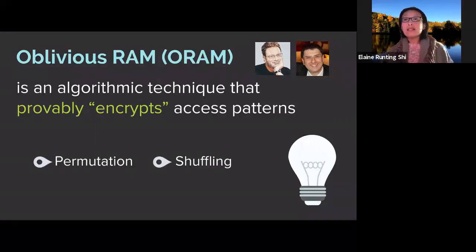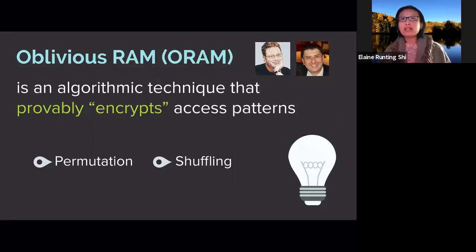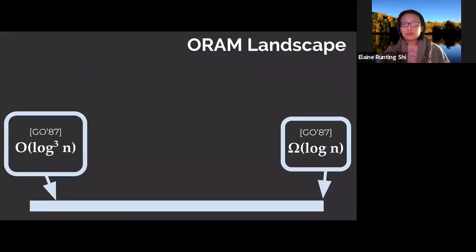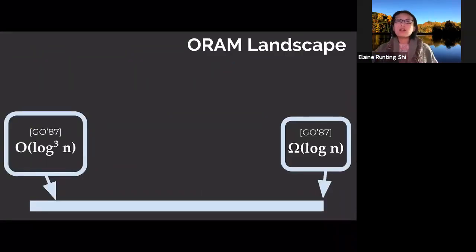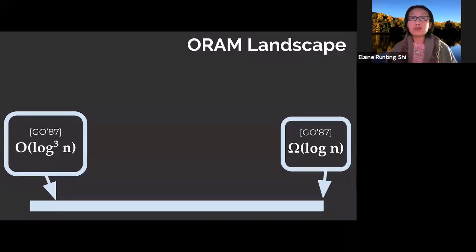Of course, behind the scenes, encryption is not what's really going on. What really happens is that we would permute the data in memory, and we shuffle them around as we access the data. Turns out, if you do this in a careful manner, you can provably defeat all leakage. Obviously, ORAM is a security mechanism, and like most other security mechanisms, there is a price to pay. The good news is that Goldreich and Ostrovsky showed that there is an ORAM scheme that incurs only log cubed n slowdown with respect to the insecure baseline.